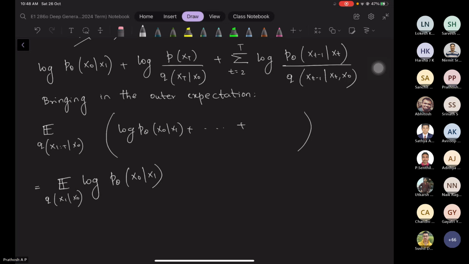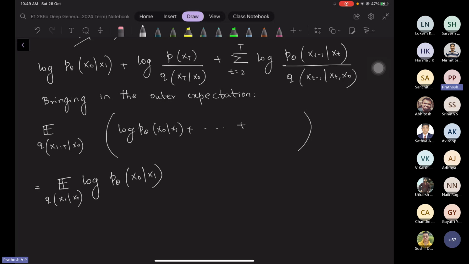Sir, sorry, I missed that part. The expectation with respect to q of x1 to T given x0 will become an expectation with respect to q of x1 given x0, because the term inside the log is independent of all other random variables other than x0 and x1. Yeah, that is like the law of expectations. This conditional expectation argument can be done.